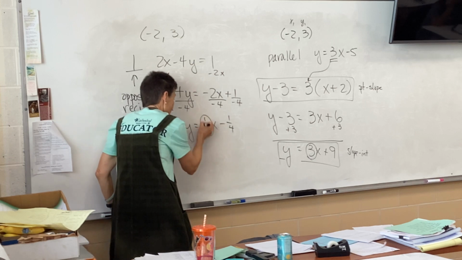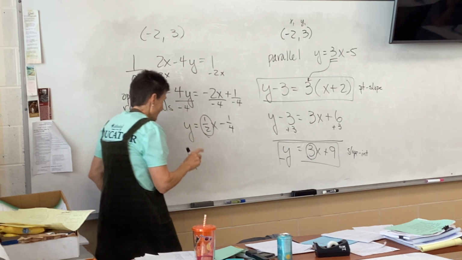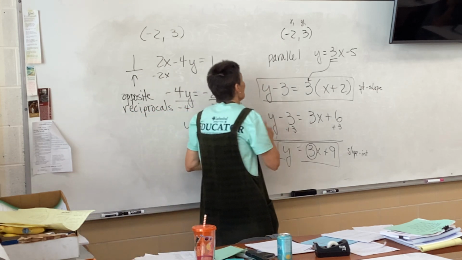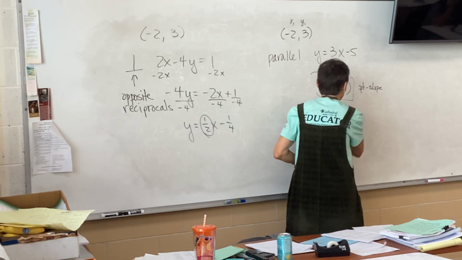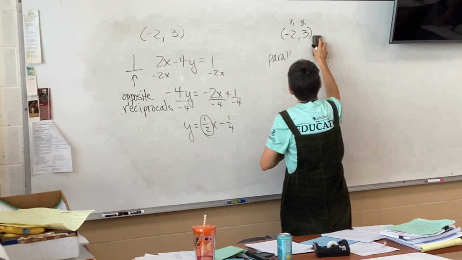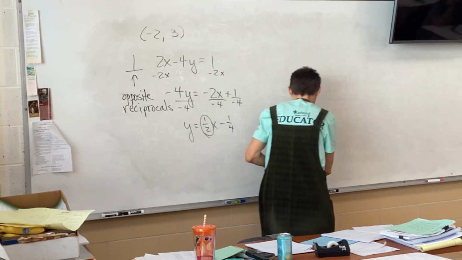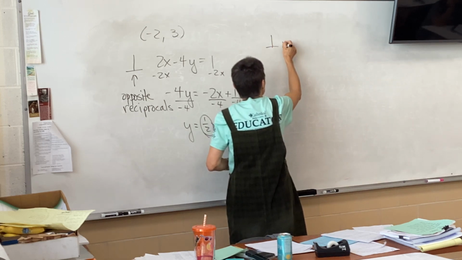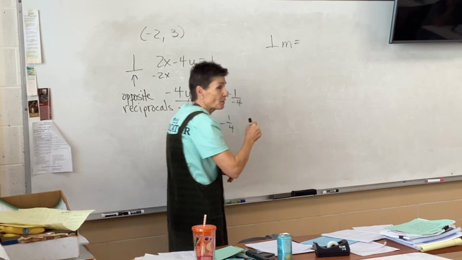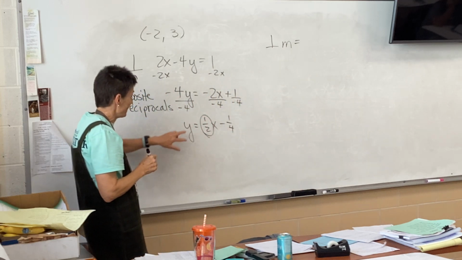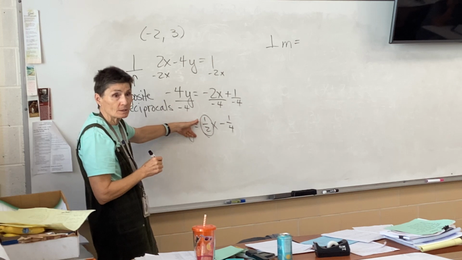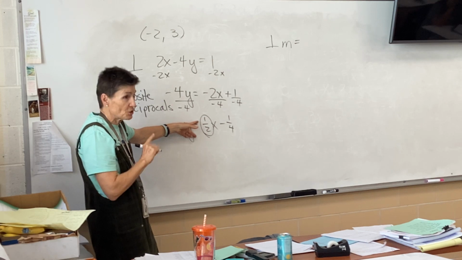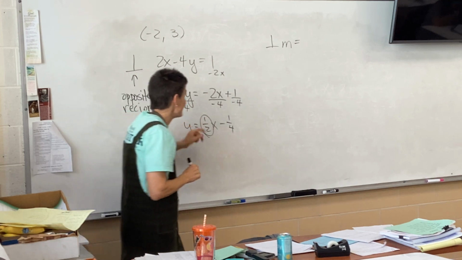1/2. Now remember, if I were doing parallel, I would actually use 1/2. But I'm not doing parallel, I'm doing perpendicular. So what slope do I need for the perpendicular line? Negative 2. So you're going to turn it over, make it 2, and then change the sign. So it's going to be negative 2.